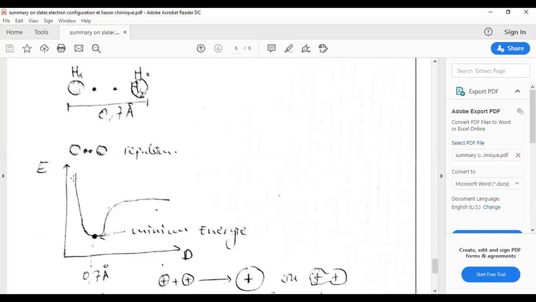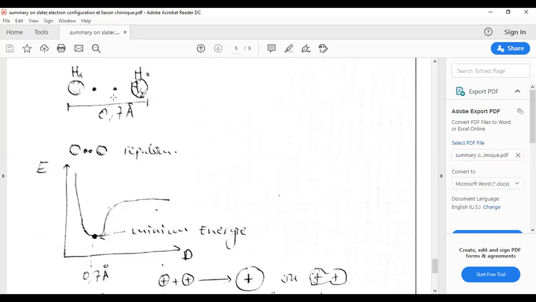The forces between a nucleus and the electrons of another atom. For example, the nucleus of this one and the electron of hydrogen 2, and the electron of hydrogen 1 and the nucleus of hydrogen 1 come close to each other. That's when they form a molecule. So that's the first way of forming a molecule.